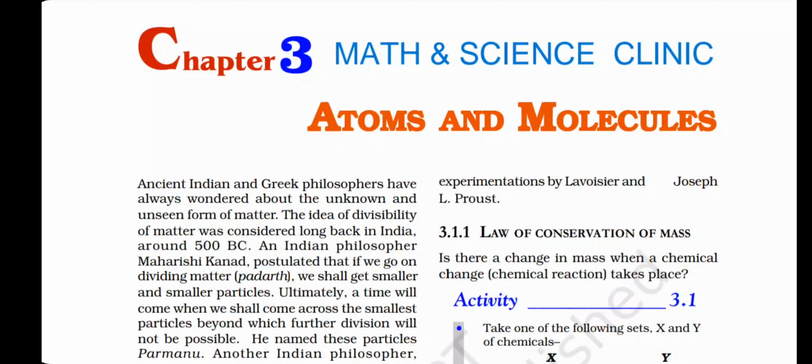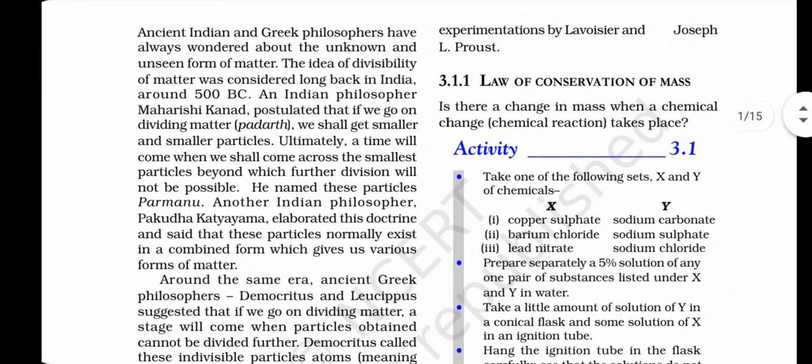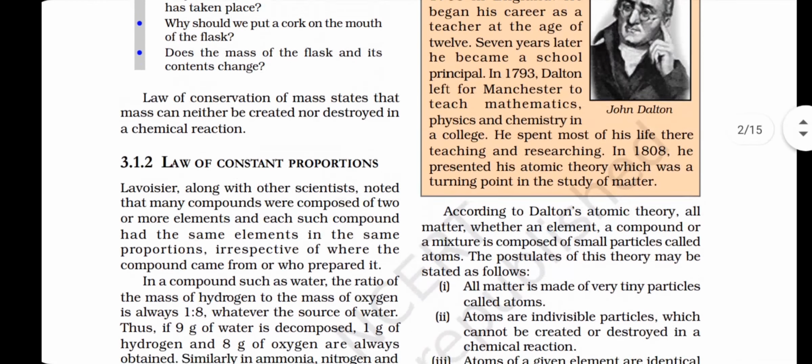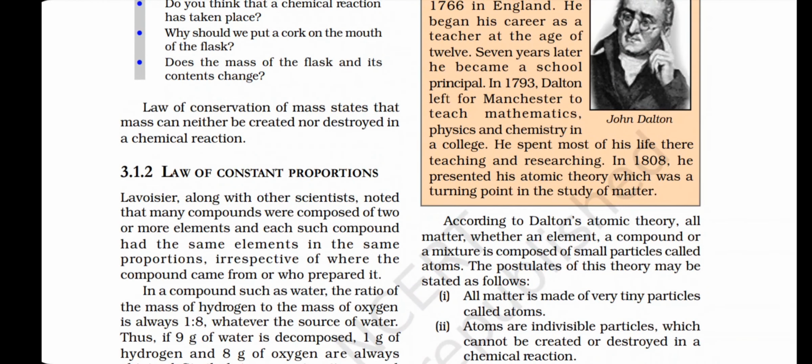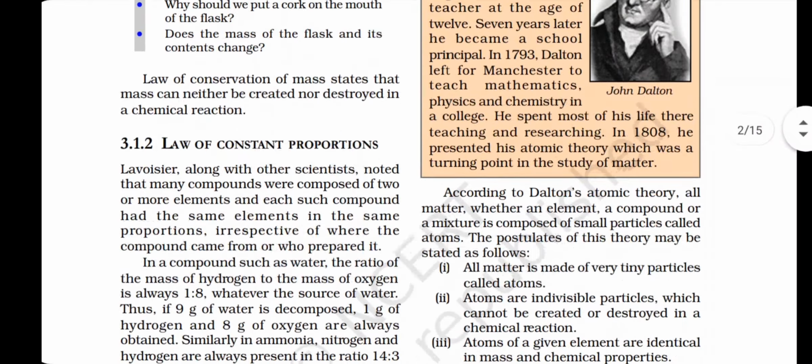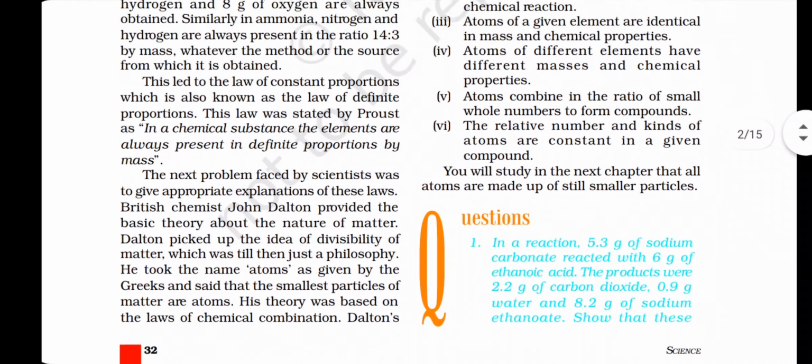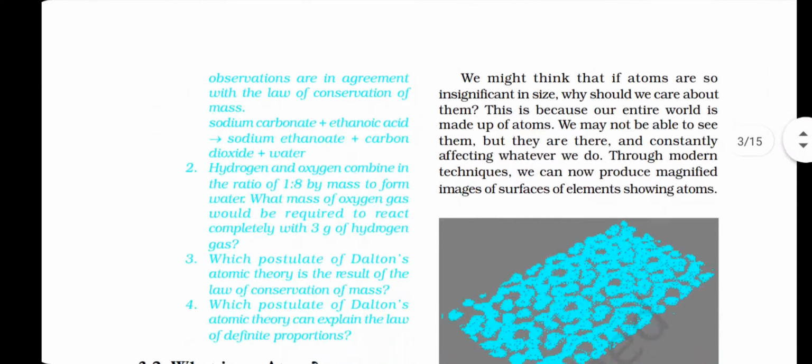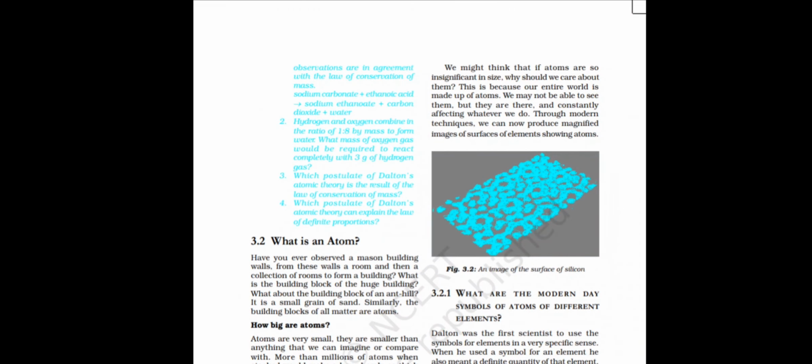Today we will discuss atoms and molecules, that is Chapter 3 of NCERT Class 9. So let's begin. We already learned about the historical background of atoms and the two important laws, that is the law of conservation of mass and the law of constant proportion. These laws are combinedly called the laws of chemical combination. We also learned about Dalton's atomic theory given by John Dalton, which is based on these two laws. Today we will discuss atoms and molecules.